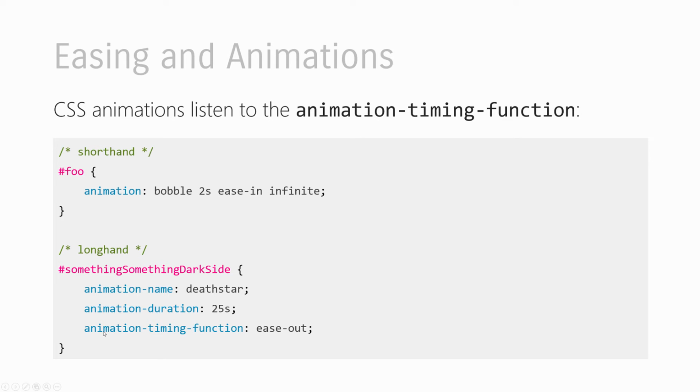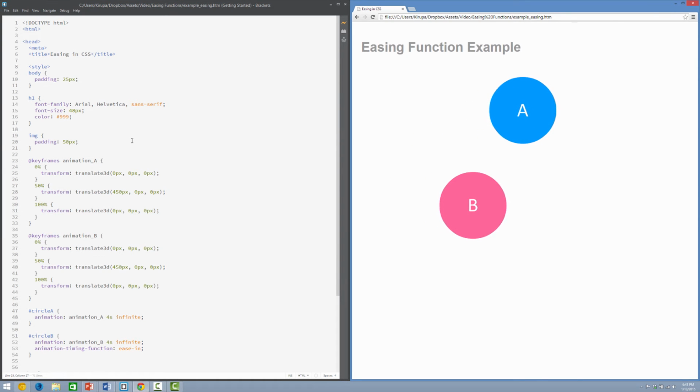And for animations, that is the animation-timing-function property. And I set it, in this case, to the ease-out easing function. So to see all this in action, let's go back to our example. I have another example here.